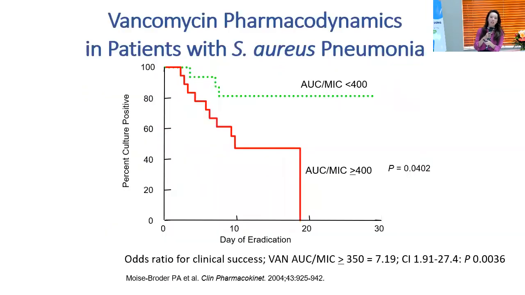Just quickly on the AUC to MIC data, this is my friend Pamela who conducted the original research on why AUC of 400. And she was able to demonstrate faster bacterial eradication. And this was a Staph aureus pneumonia model in actual patients. This was not an animal model. This was an actual patient. And she was the first one who started this and selected 400.